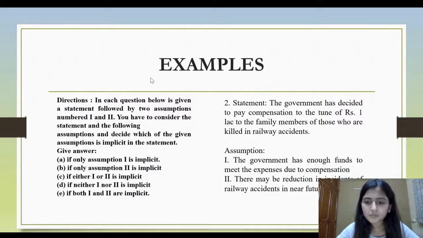Look at assumption 2. There may be a reduction in incidents of railway accidents in the near future. Now look at this, guys. Does this have any relation with the statement which is given to you?